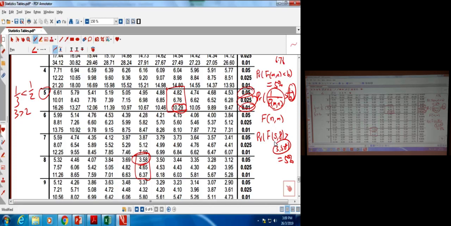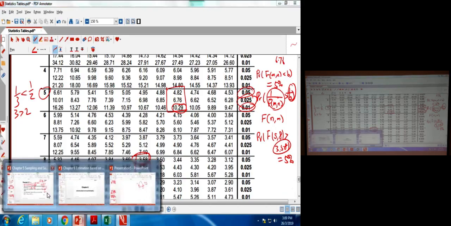So in other words, the table only gives you the other side, that means the right tail. The left tail, less than 1%, less than 2.5%, less than 5%, all this can be obtained by looking at another F distribution with the degrees of freedom swapped. So that's how we use the F table.